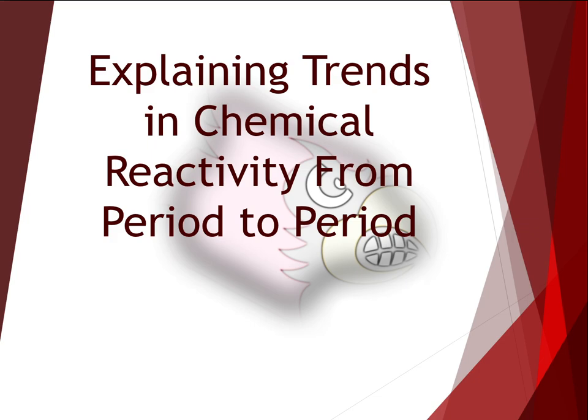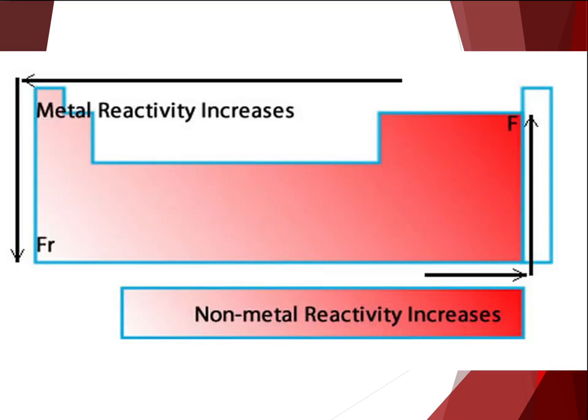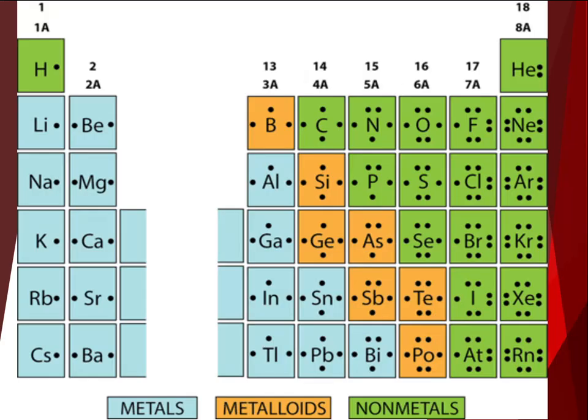Explaining trends in chemical reactivity from period to period. We saw that reactivity increases as we go down within a group of metals and decreases as we go down in a group of nonmetals. But why is that? The answer has to do with the ease of gain or loss of valence electrons by that element. We can take the alkali metal group as an example.